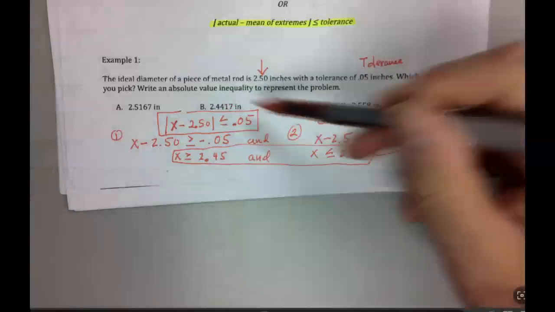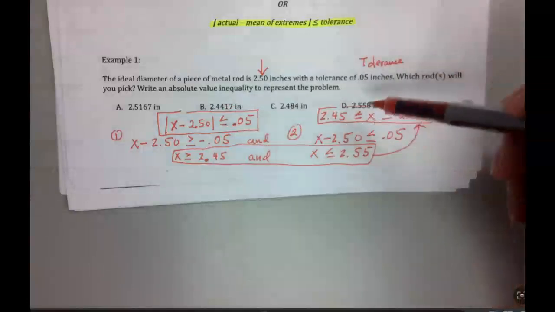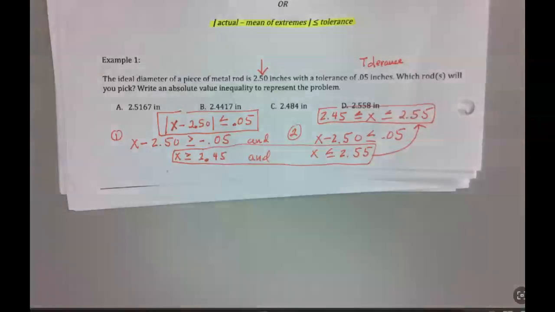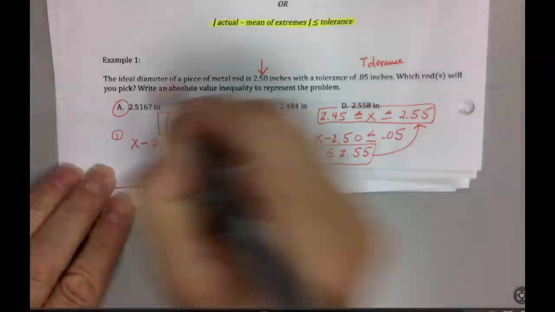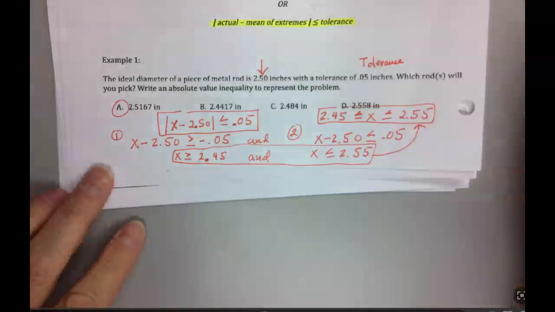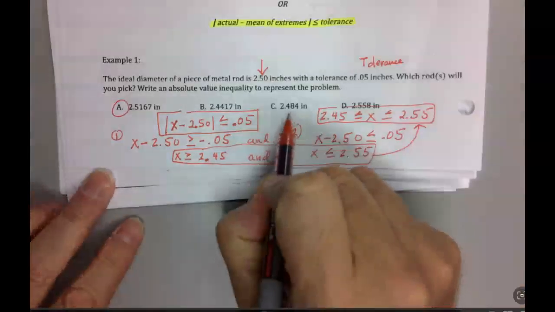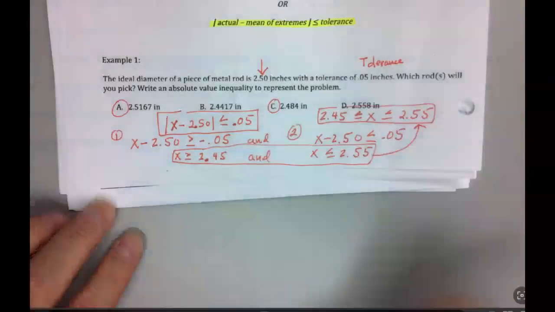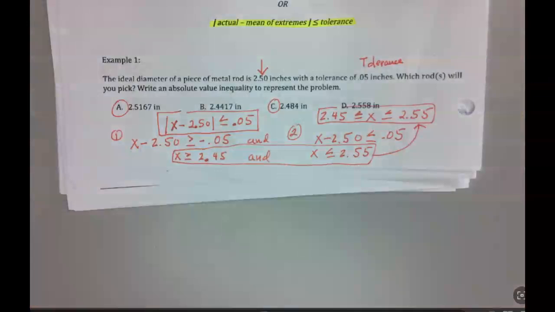2.44 is to the left of 2.45, isn't it? This one here's too big, isn't it? Wouldn't it be C? Does that look right to you guys or not? Which one would it be? A? Yep, the A. And what else? And C? 2.484 would be, yep, I agree with you. Those two values are in between there. Okay?